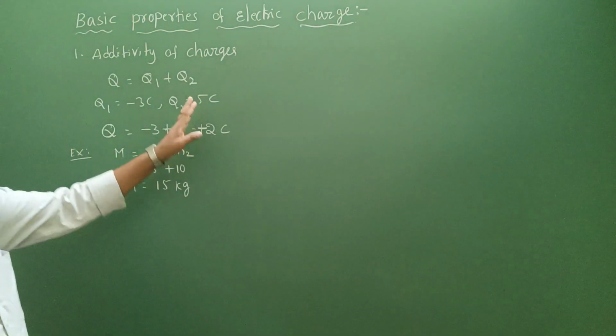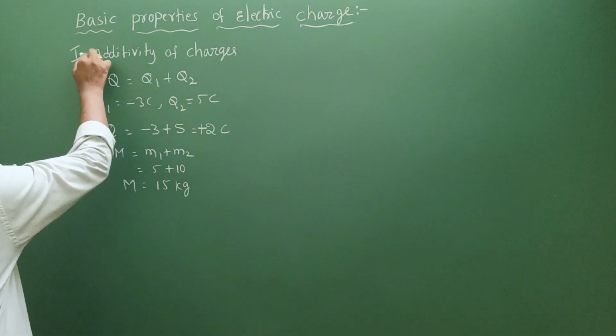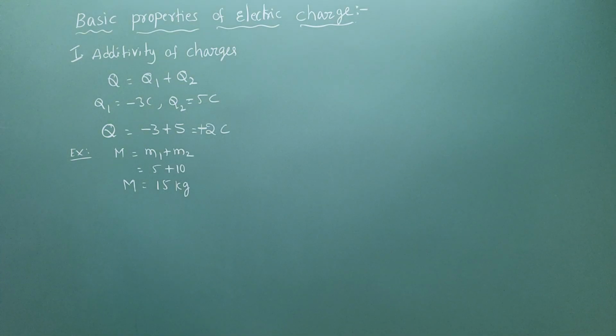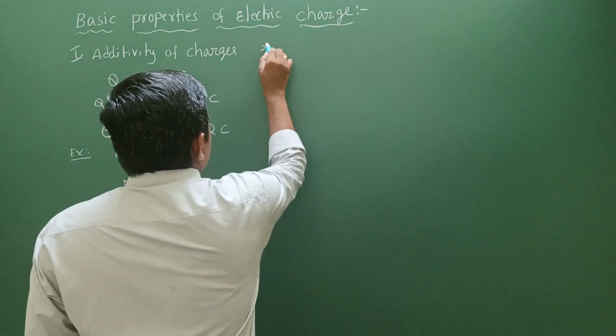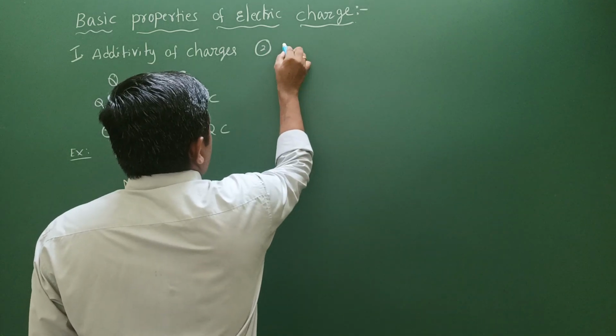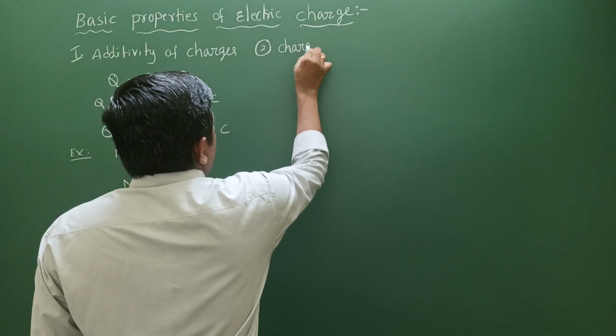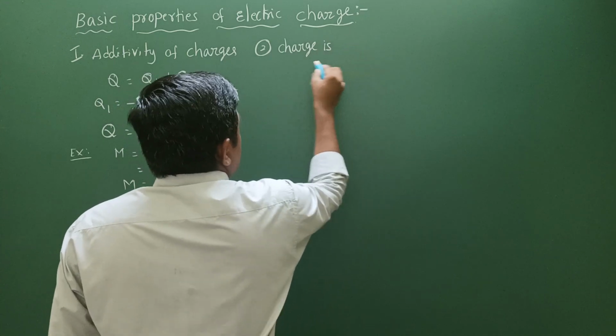The second property, this was the first, the basic properties you can know about charges. The second one is charge is conserved.